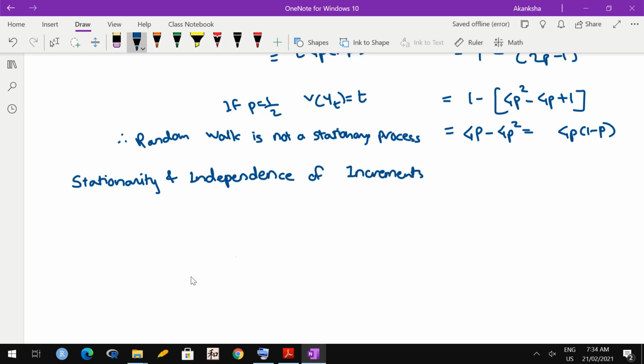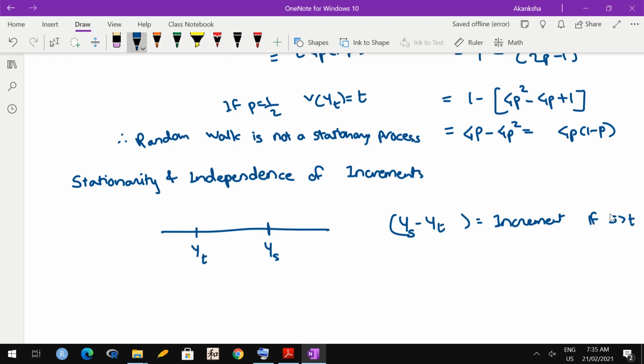What is meant by an increment? An increment would be what happens when you progress in time. So after certain units of time, what happens? Whatever happened between that interval, so ys minus yt, would become an increment if s is greater than t. That is necessary. Okay.